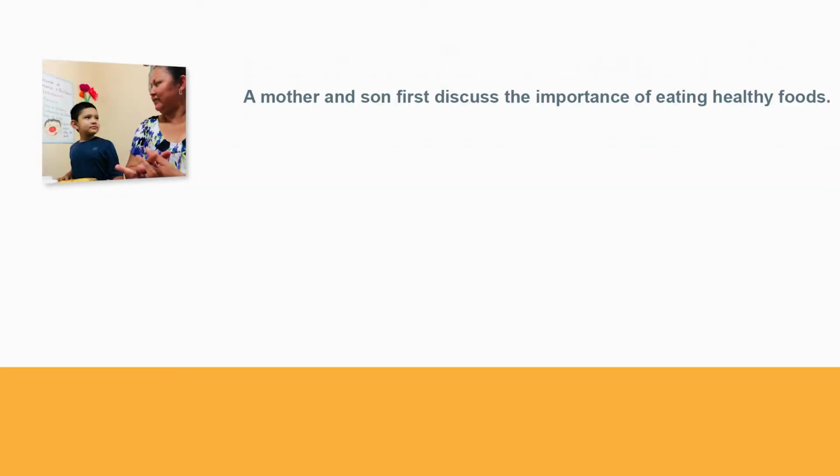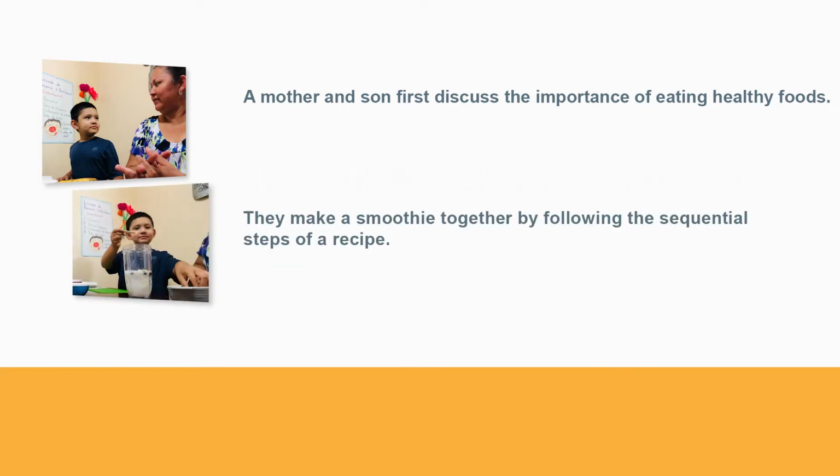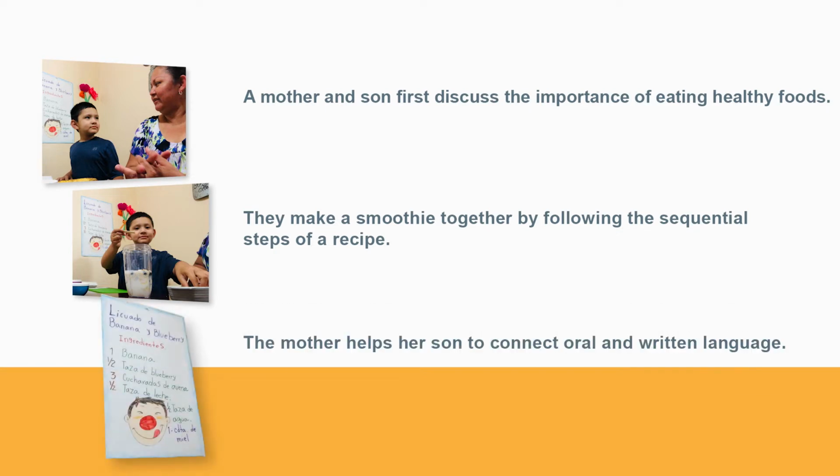In this clip, a mother and son first discuss the importance of eating healthy foods. Then, they make a smoothie together by following the sequential steps of a recipe. The mother has written out the recipe and is helping her son to connect oral and written language as she asks him to point to the words on the recipe while she reads.